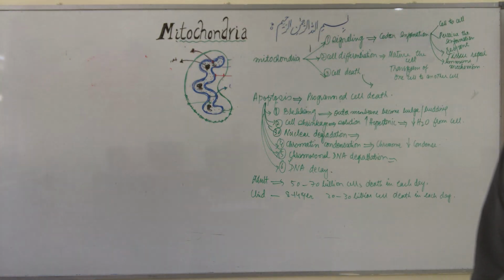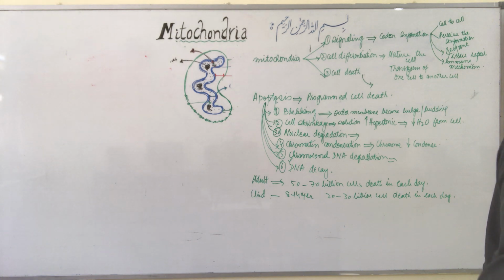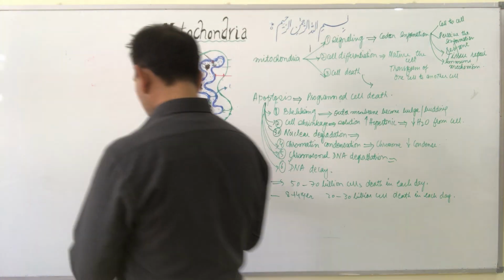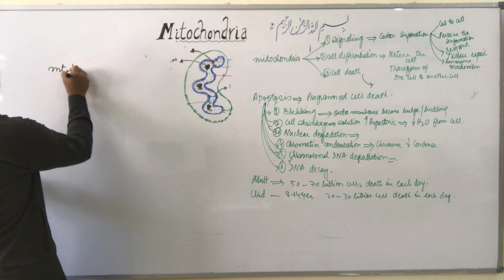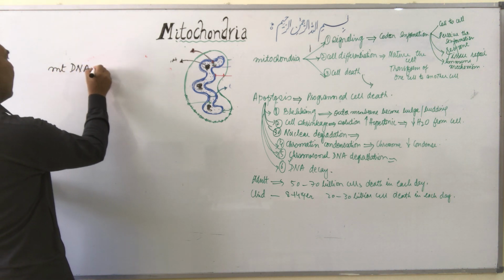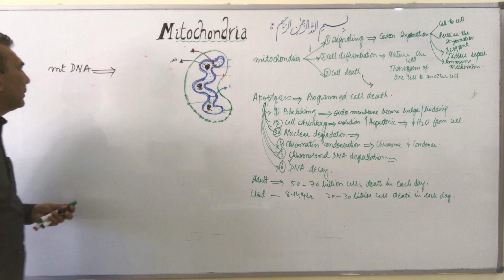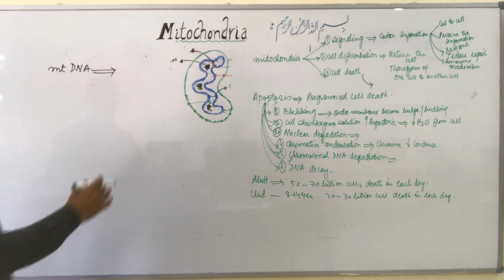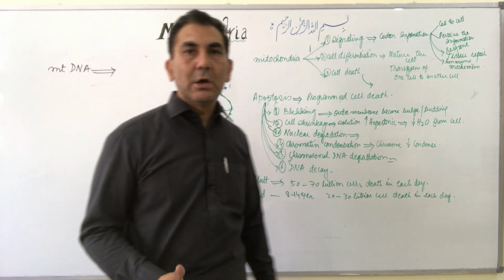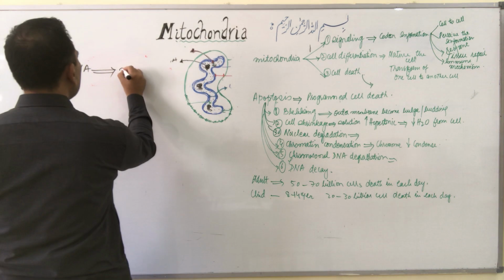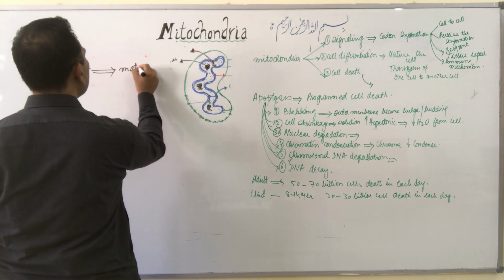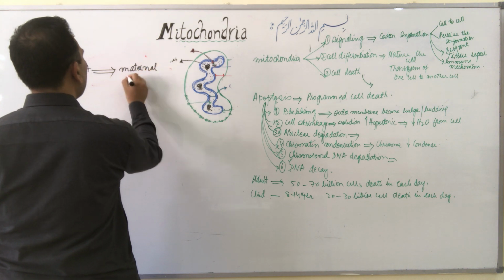So now we will learn more detail about the mitochondrial DNA. This mitochondrial DNA, which is the genomic material present inside the mitochondria, is derived from the maternal gametes.